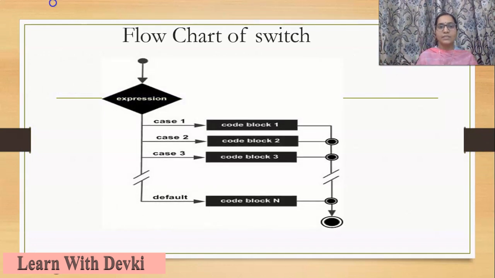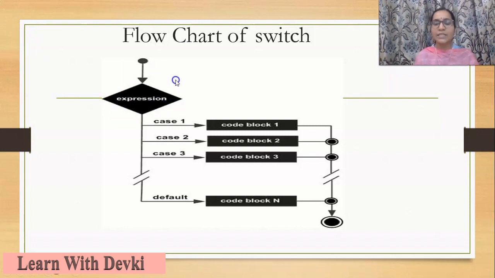Now understand it with the flow chart. In the switch statement, we specify an expression instead of specifying a condition. It is not compulsory that it must be an expression. It can contain a single variable or an expression which will be evaluated. A variable that will have some value, or an expression that will be evaluated to some value. But this expression can never be a constant.